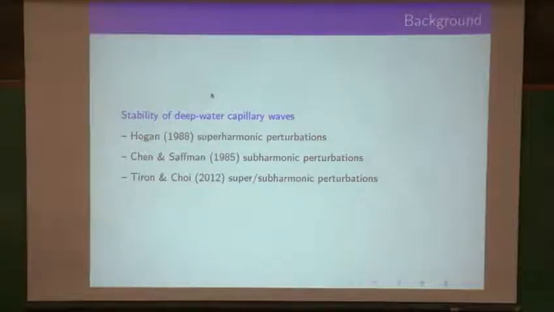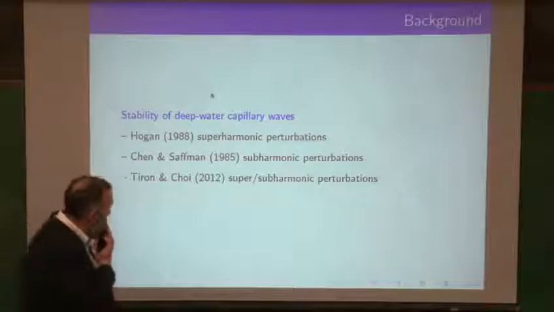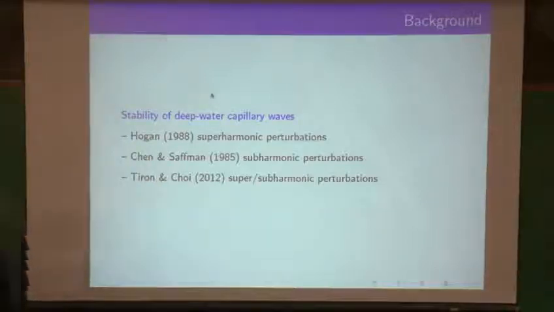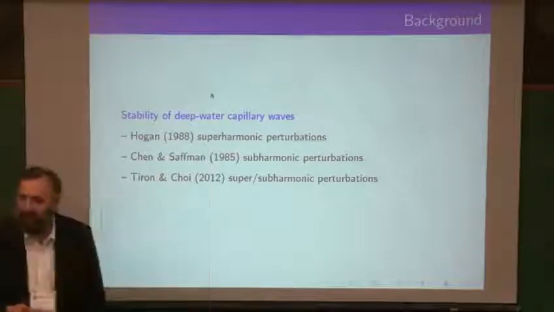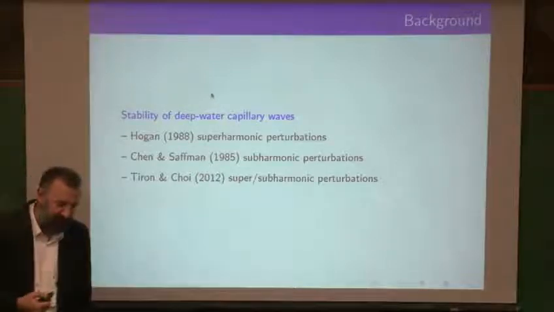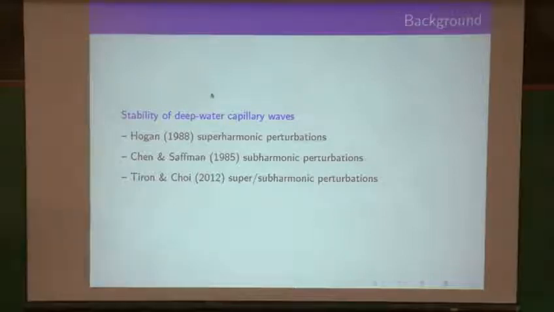Okay, so stability. In deep water, for superharmonic perturbation, which I'm sure everybody knows what I'm talking about, the perturbation has the same wavelength or more or less than the base wave. So Hogan studied these problems using a formulation by Longuet-Higgins. Chen and Saffman previously looked at the superharmonic perturbation, but again for small amplitudes, h over lambda was 0.12.